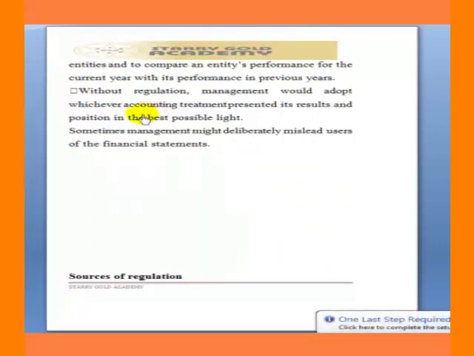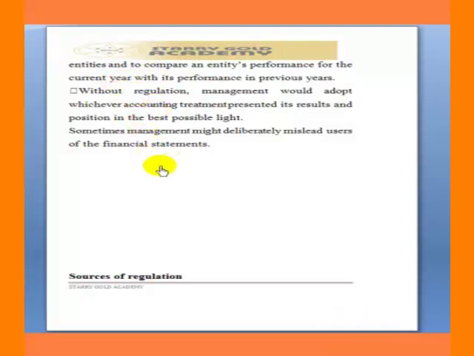Then finally, we need a regulator so that management of a company won't just adopt what they feel like. That is, they will have to prepare accounts in line with the laid down rules and regulations. For example, now there is IFRS, there is IAS, which we are going to discuss in more detail. So the regulator will ensure that every entity follows the rules stated, not that a company prepares the accounts the way they like. They have to follow a guideline.